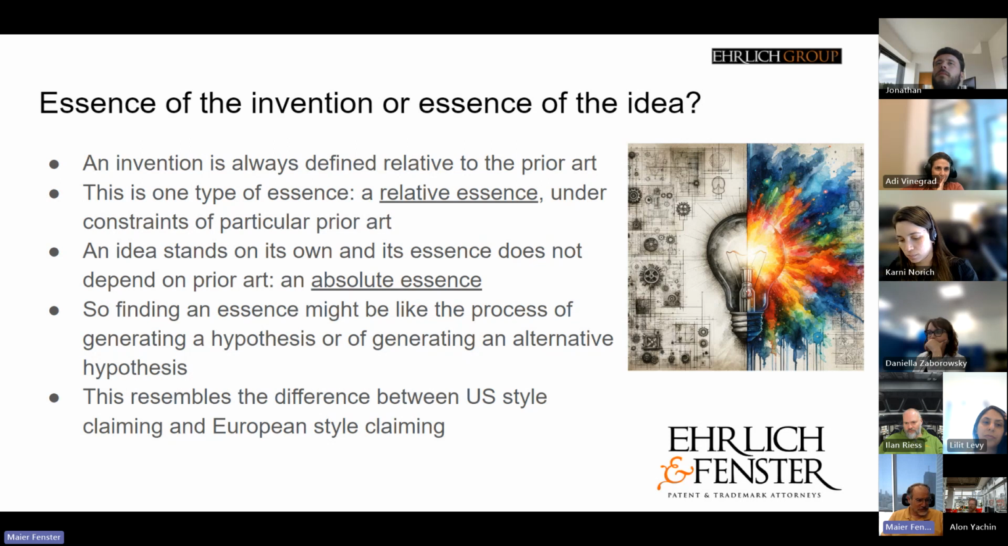alternative hypothesis. And perhaps one point we'll get to later is regarding the difference between US style claiming and European style claiming. In US style claiming, you write the essence. And in European style claiming, you first identify the closest prior art, and then you talk about the difference. So the difference is arguably a relative essence.